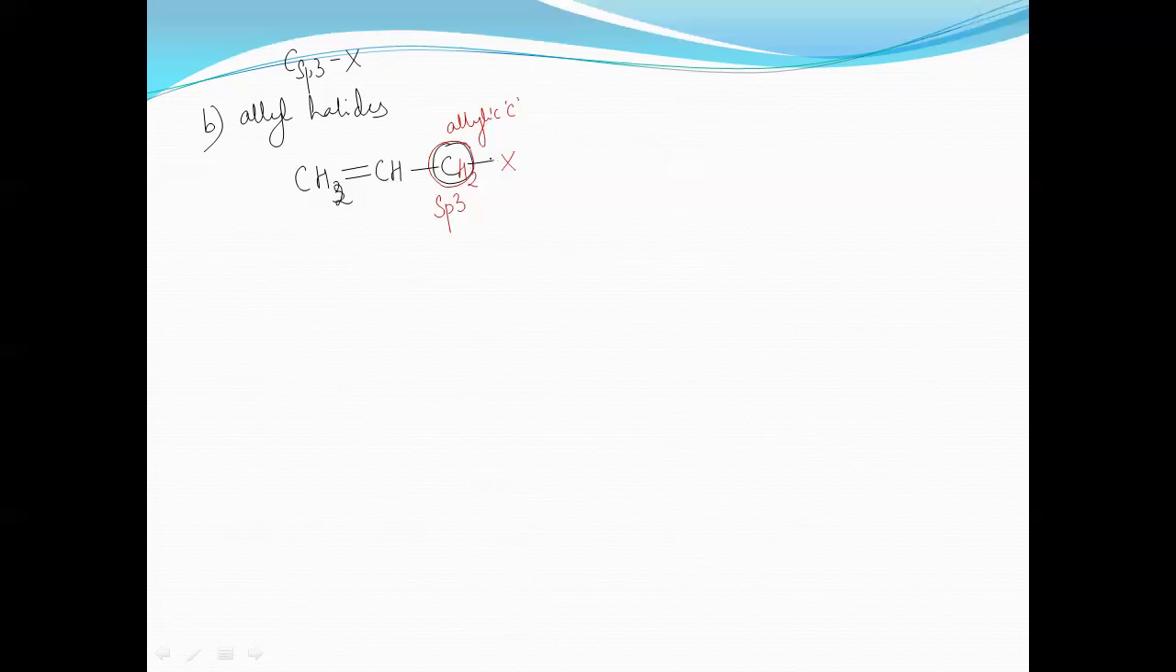So here the halogen is attached to the sp3 hybridized carbon atom, but which is attached to a double bond, C=C. Such carbons are called allylic carbon. So these are primary allyl halides, because here the halogen atom is attached to an sp3 hybridized carbon atom which is primary, and this is attached to a C=C. So these are the compounds in which the halogen atom is bonded to an sp3 hybridized carbon next to C=C.